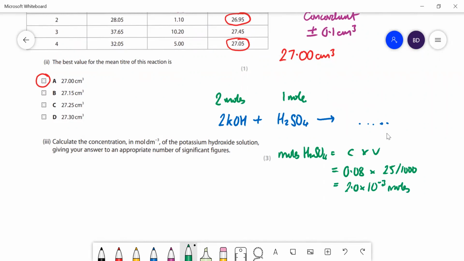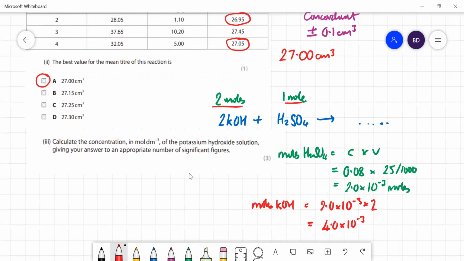Now we need to look at our ratio. So we need 2 moles of potassium hydroxide for every 1 mole of that. So our moles of KOH is going to be double that. So it's 2 times 10 to the minus 3 multiplied by 2, which is equal to 4 times 10 to the minus 3 moles. Now we need to work out the concentration of potassium hydroxide.